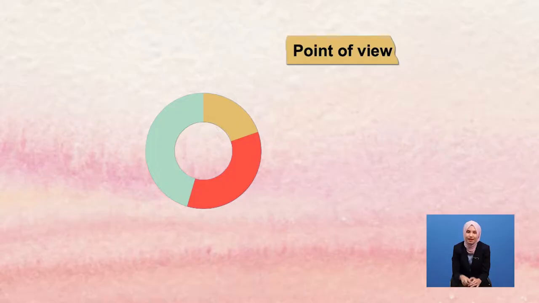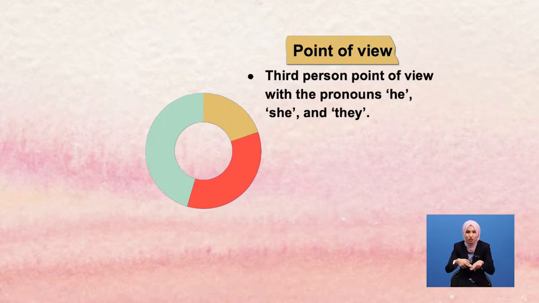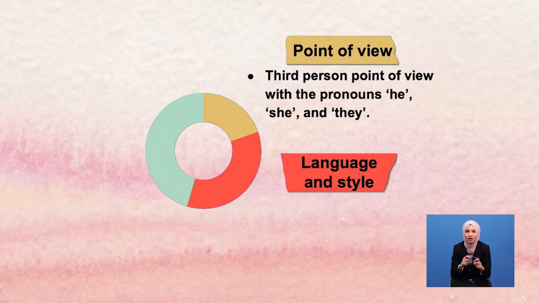Okay everyone, let's look at the point of view of the short story. This short story is written based on the third person point of view since it uses pronouns like he, she and they. The next element that we are going to talk about is the language and style.